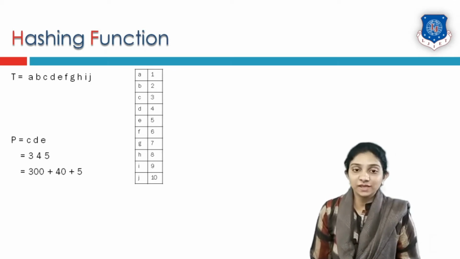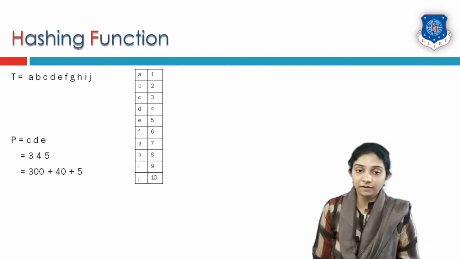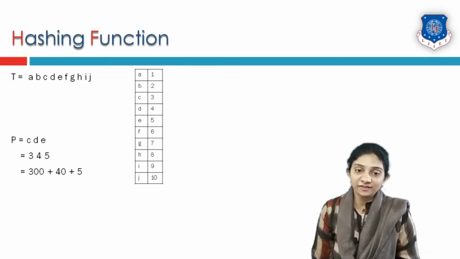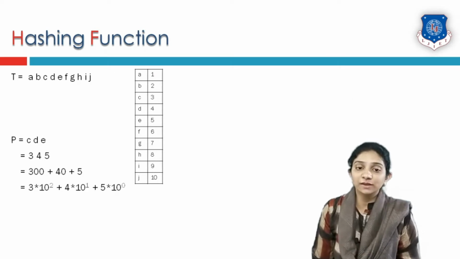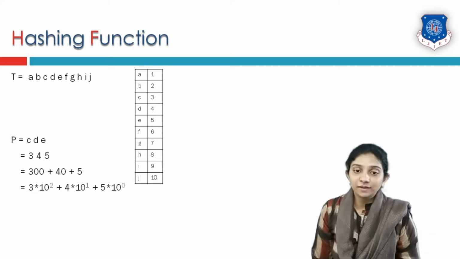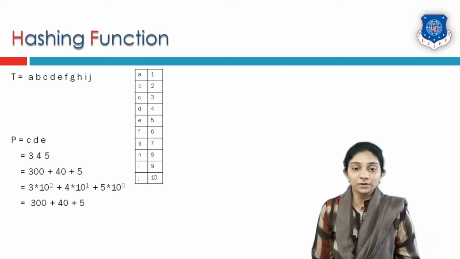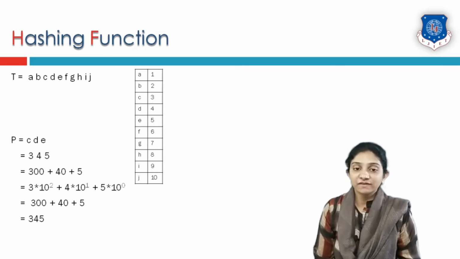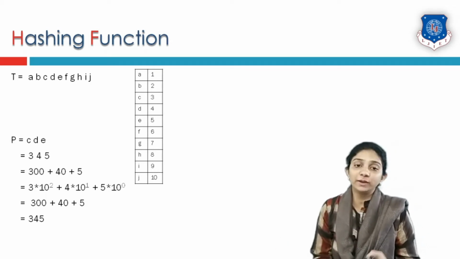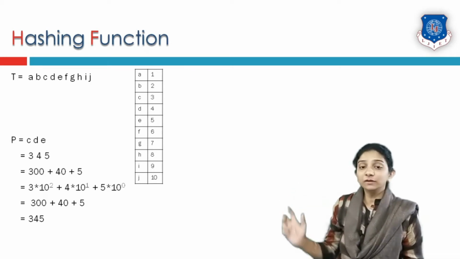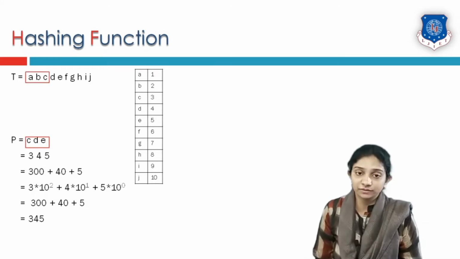First code is 3, so I want to make it 300. Second code is 4, I want to make it 400. And third code is 5, I want to keep this code as it is. Now sum up of these values is equal to 3 into 10 square, 4 into 10 raised to 1 plus 5 into 10 raised to 0. That is equal to 300 plus 40 plus 5, which will give me a single number 345. So this is called the given string to numeric code conversion.